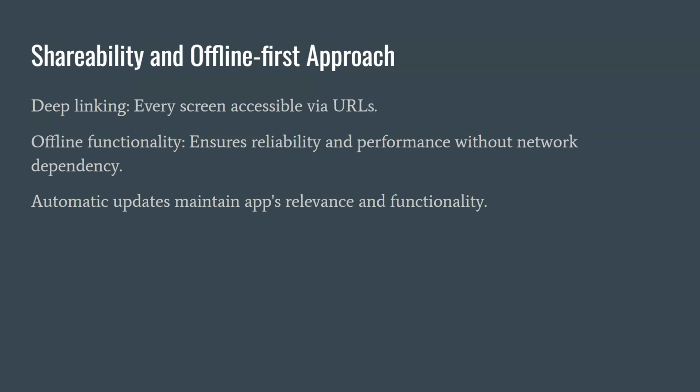And oftentimes, whenever you have a React app or web-based application, the issue could be that the app is often not reliable or even not functional if there is no internet connectivity. But because Expo Router has an offline-first design, it ensures that your app is reliable and functional even without internet connectivity. And whenever there's a new release of your app, it will just update itself.